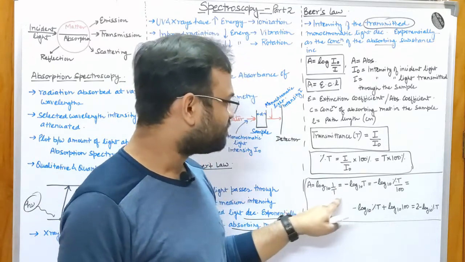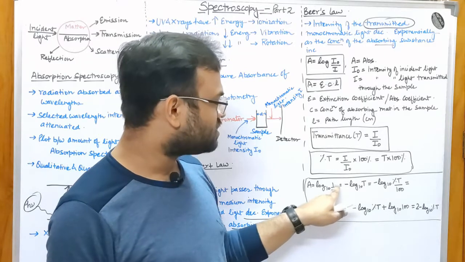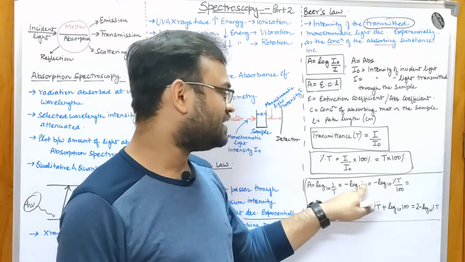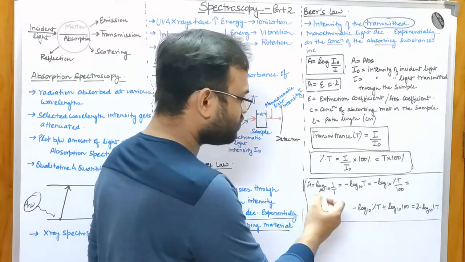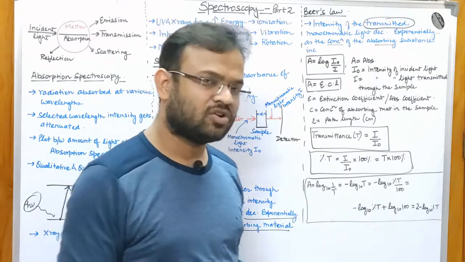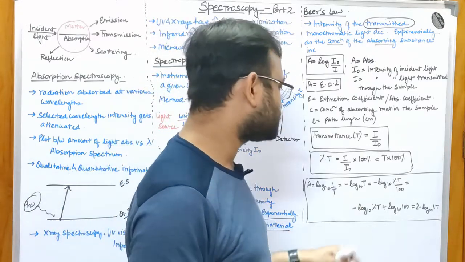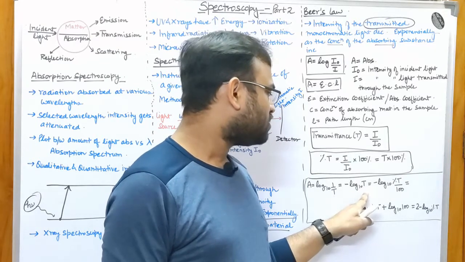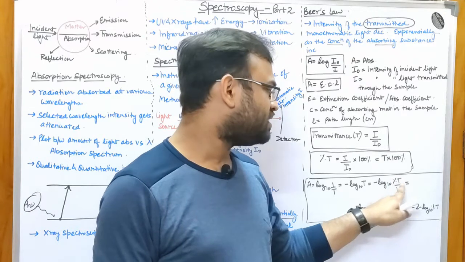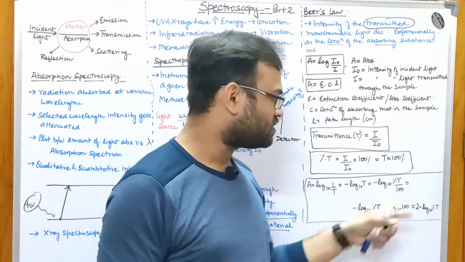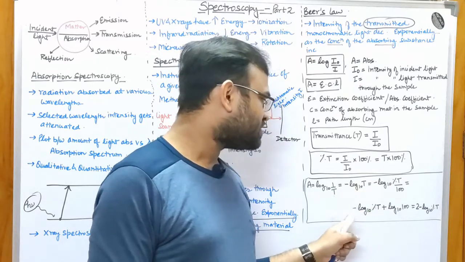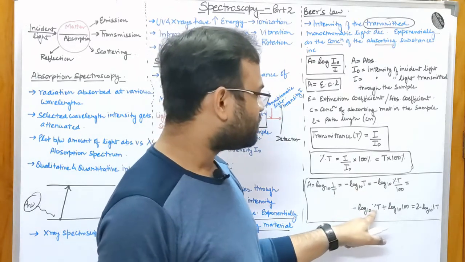Because it is in log format, you can also write it as minus log base 10 T, because you can put a minus sign and bring the denominator to the numerator. These are the log properties, which I believe you know. Then you can also use percentage T over here. Simply write percentage T upon 100. Again you would get minus log 10 T, and another way to represent it is minus log 10 of percentage T.